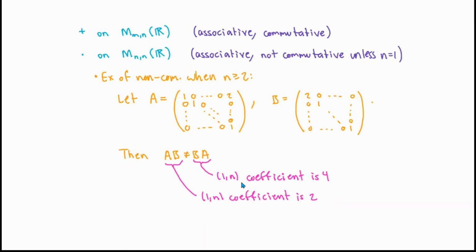And the 1nth coefficient of the matrix BA is what you get by dotting the first row of B with the nth column of A, so it's a 4. Since those two coefficients are not equal, the two matrices themselves are not equal. And this shows that multiplication is not a commutative operation on m, n, and r when n is bigger than 1. Now for essentially the same reason, multiplication on GL2R is also an associative but not a commutative operation.